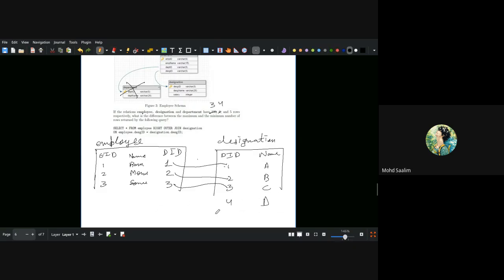That's why 4. But how can the designation be null there? It will force us to have the ID as null in the primary key, because we are considering the max case and the minimum case. Okay. DID can be null because it is a foreign key, as you explained.